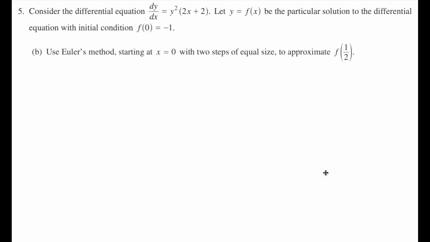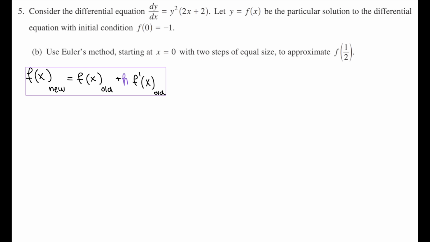All right, so for part B, we are asked to use Euler's method starting at x equals 0 with 2 steps of equal size to approximate f of 1/2. There is a convenient formula to memorize for problems that involve Euler's method, and that formula is right here. It is f of x of the new coordinate point equals f of x of the old one plus h, which is the step size, which we'll talk about in a second, times f prime of x of the old coordinate point. I will explain this formula in depth a little bit later, but first I want to talk about what step size is.